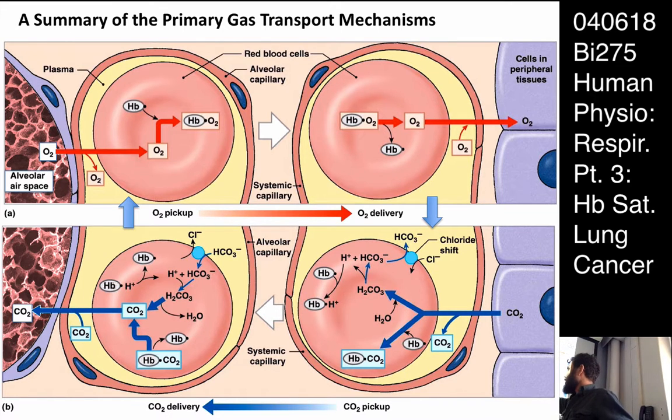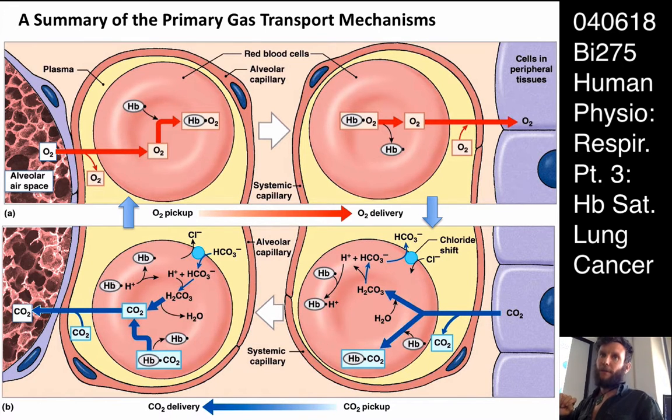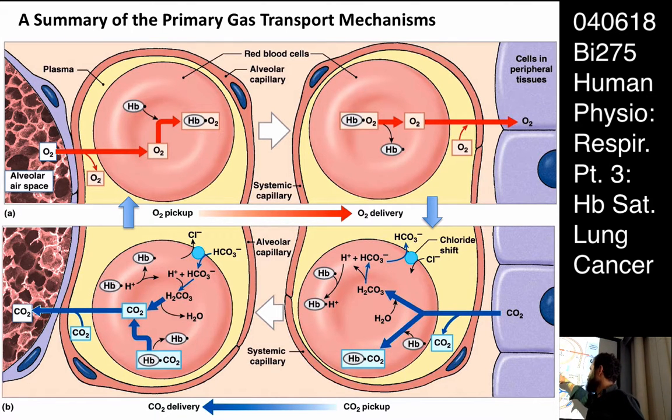Some of the carbon dioxide forms carbonic acid and dissociates into the conjugate base, bicarbonate, and a hydrogen ion. The hydrogen ion is then picked up by hemoglobin. I've talked about how H+, or really the hydronium ion, is an effector of hemoglobin. And then the bicarbonate goes through what's called the chloride shift.